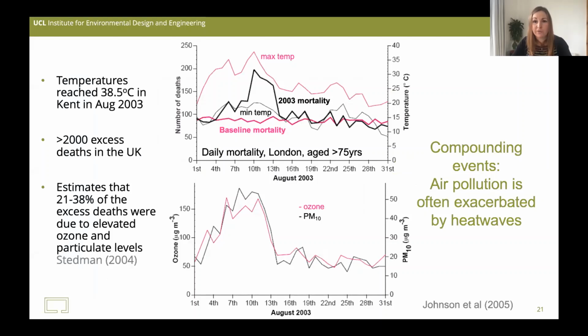There's also a risk of compounding events. Air pollution is often exacerbated when we have heat waves. Looking at the 2003 event in London, we had a spike in temperature, and about 2,000 excess deaths, well, over 2,000 in the UK, so a spike in mortality. But at the same time, we also saw spikes in air pollution. So here is ozone and particulate matter. And it's reasonable to assume that a certain proportion of the heat deaths were also due to air pollution, or at least exacerbated by air pollution.